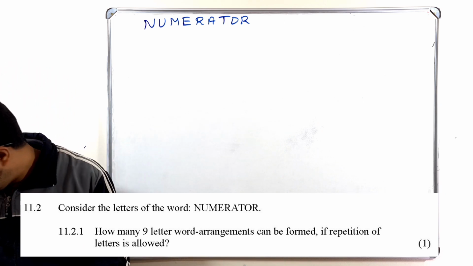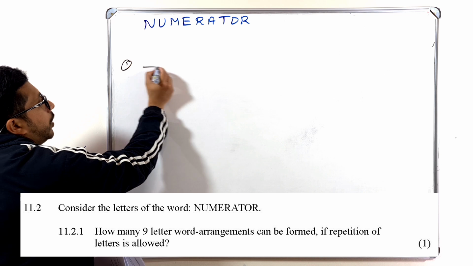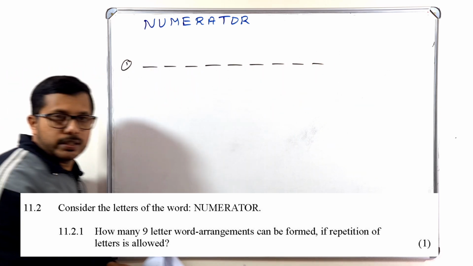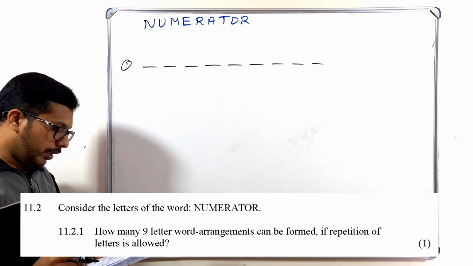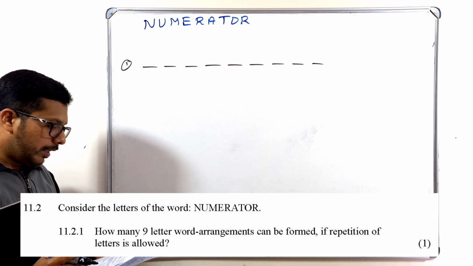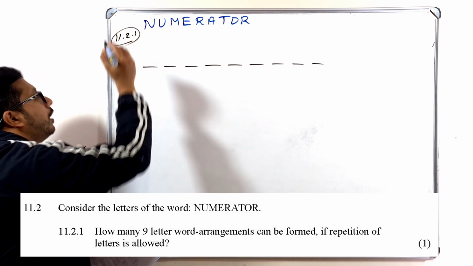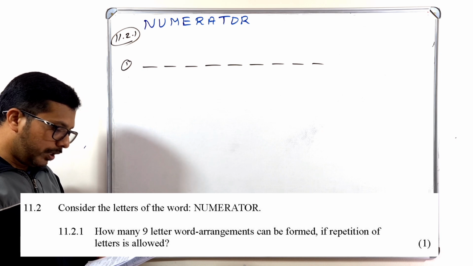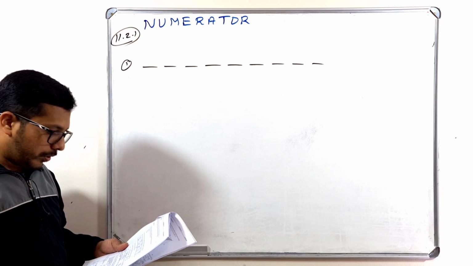9 letters are there. Now what is the question? 11.2.1. How many 9-letter word arrangements can be formed if repetition of the letters is allowed?